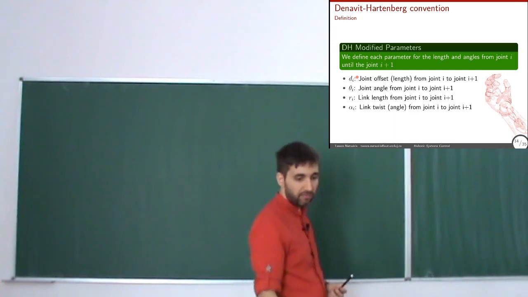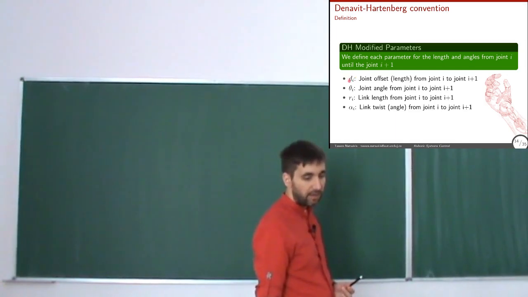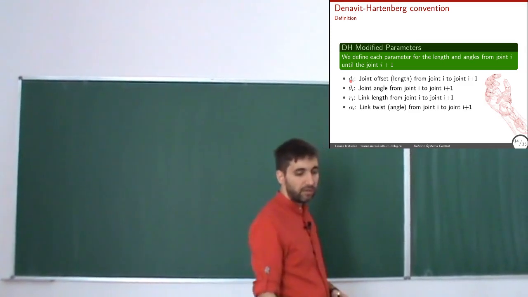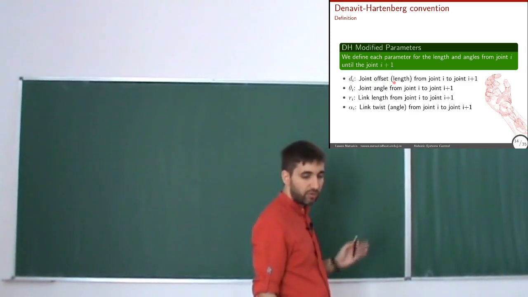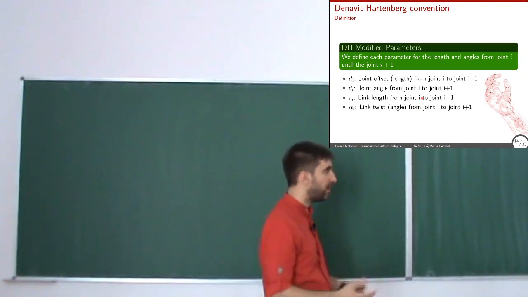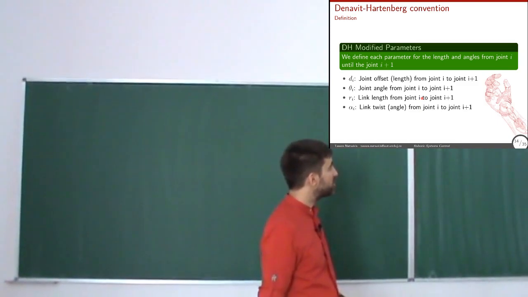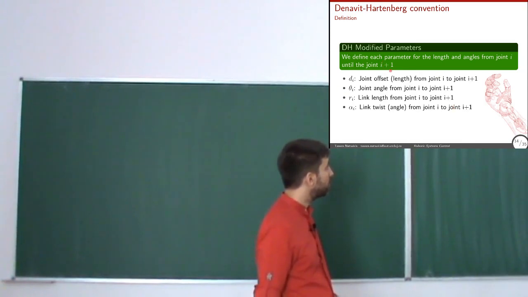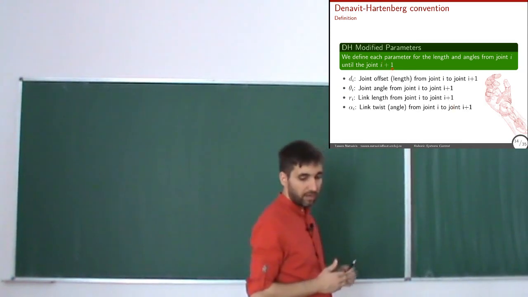And these 4 parameters, they always relate, yeah. When I say I want to calculate D1, I'm talking about this joint offset from joint 1 to joint 2. Okay? The angle from joint 1 to joint 2, the length from joint 1 to joint 2, or whatever I have. So we use these indexes a lot. So yeah, with this convention, we always go from current one to the next one.